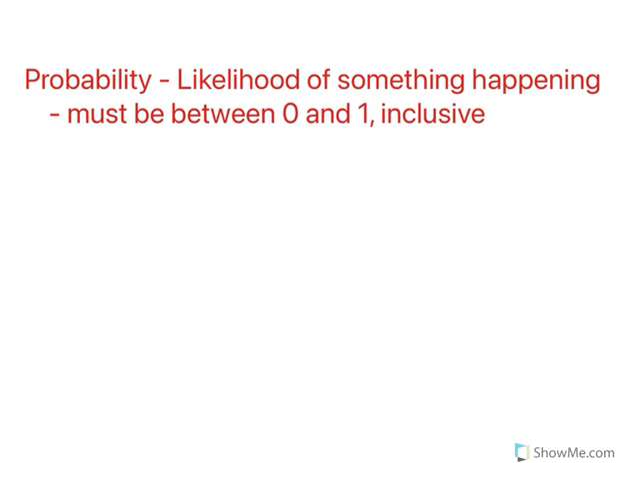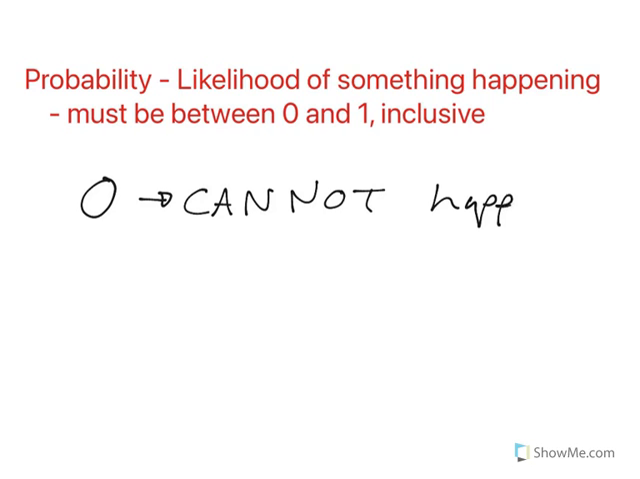When we talk probability, it must be between 0 and 1 inclusive. If we have a probability of 0, it means it cannot happen. So when they say there is a 0% chance of rain, it cannot rain. 0 means it's not possible for that to happen right now. If we have a probability of 1, it means it definitely will happen.